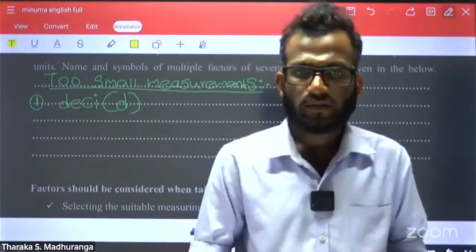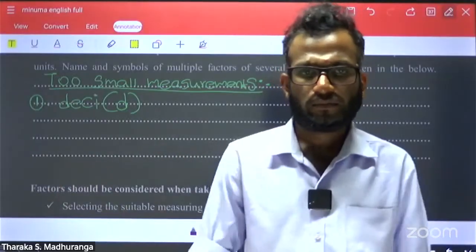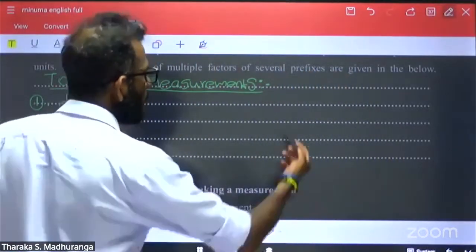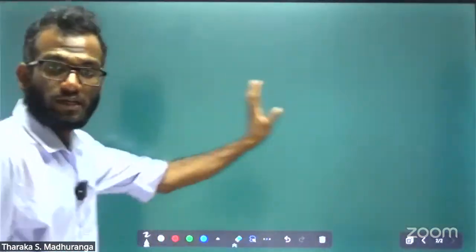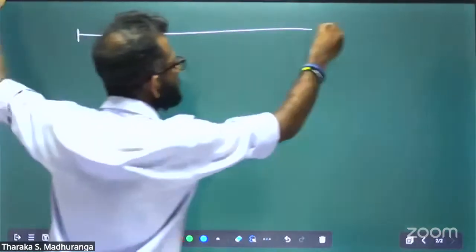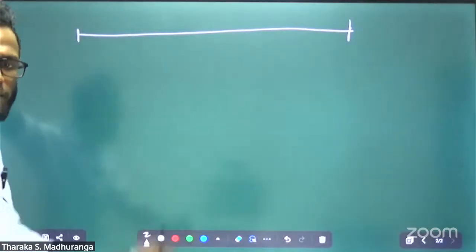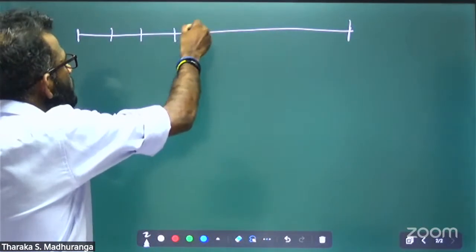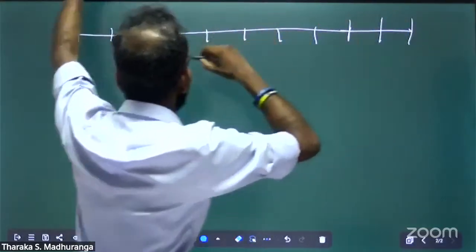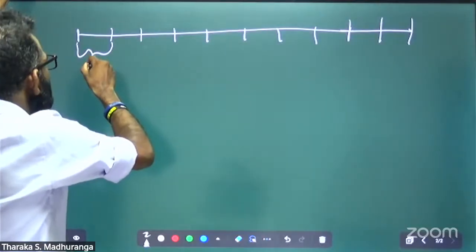Do you know how much a decimeter is? Do you have an idea? What's the meaning of 1 decimeter? One decimeter means, remember that, think it is 1 meter. If I divide this 1 meter into 10 equal parts, this one part is a decimeter. Remember, this one part is 1 decimeter.